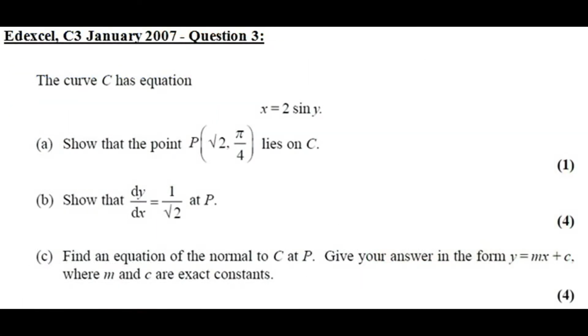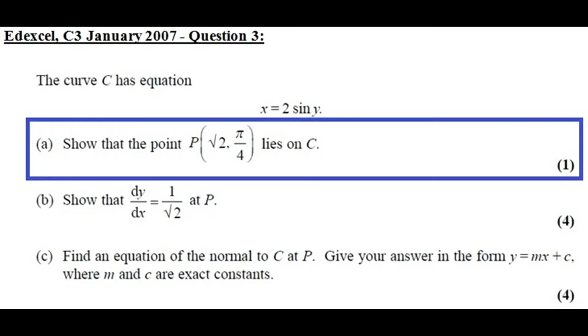Hi there, in this video I'm going to do a past exam question on differentiation. So let's take a look at this question. Question number 3: the curve C has equation x equals 2 sine y, and in part A we need to show that the point P, having coordinates root 2, pi over 4, lies on C. So let's get back to the paper and pen.